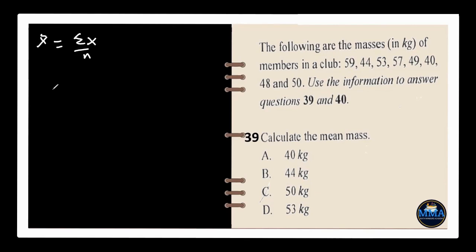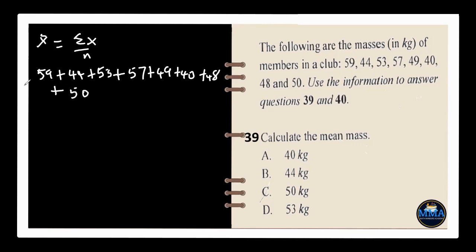So it means that we are going to sum everything, that is 59 plus 44 plus 53 plus 57 plus 49 plus 40 plus 48 plus 50.